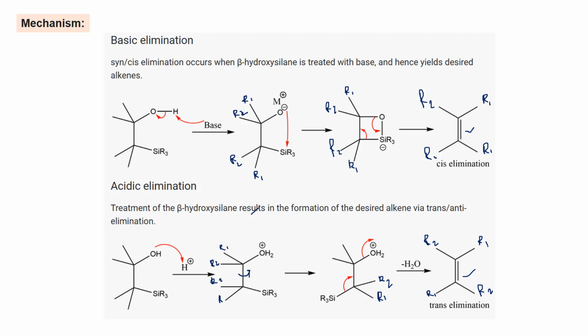Okay, I hope it's clear. So whenever we get a Peterson elimination, by the silicon we can get an idea, okay, this will be a Peterson elimination. But we have to check whether the reaction is going via an acidic condition or a basic condition. If it's an acidic condition, there will be an anti-elimination. If it's a basic condition, there will be a syn elimination.